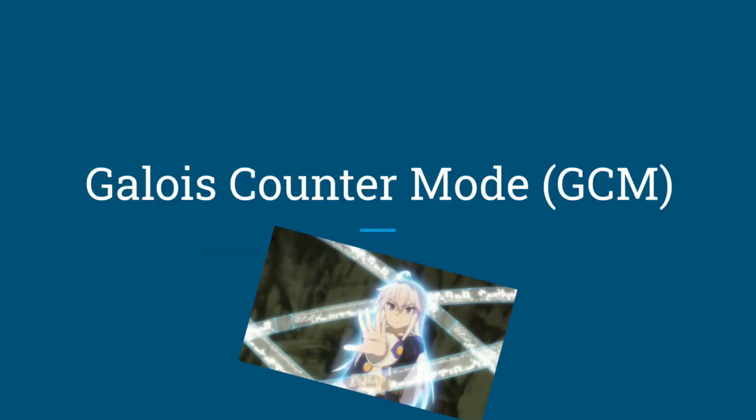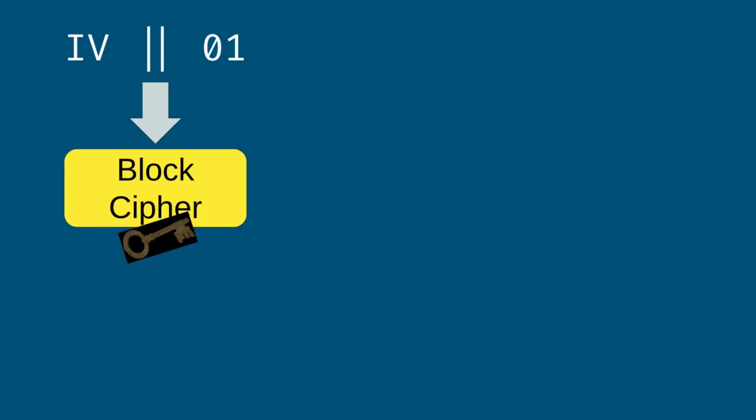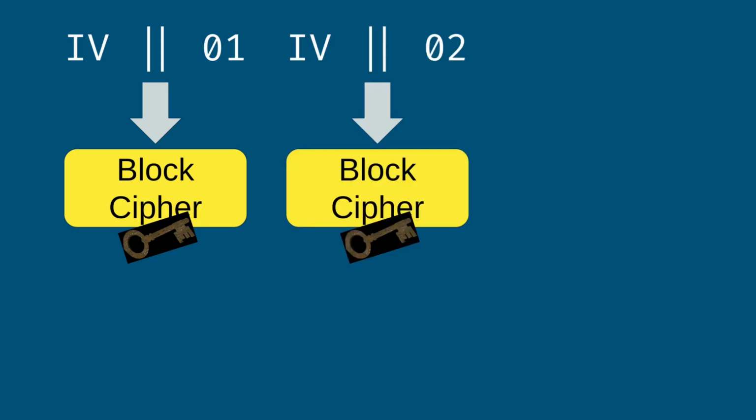All right, so let's talk about how it works. The way it does is we start with our initialization vector, and then we add 1 at the end, just like the number 1. If you see the two bars, it just means stick two things together. And then we encrypt that with AES, or really it could be any block cipher, but we'll use AES, which of course requires our key. Then we'll go ahead and encrypt the initialization vector with 2 at the end, and on and on with 3 at the end, as long as we need.